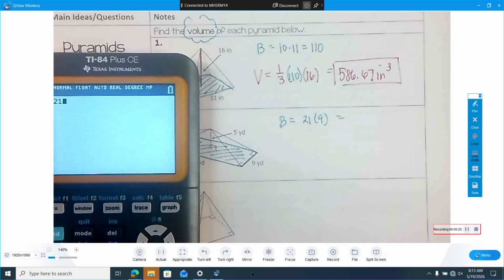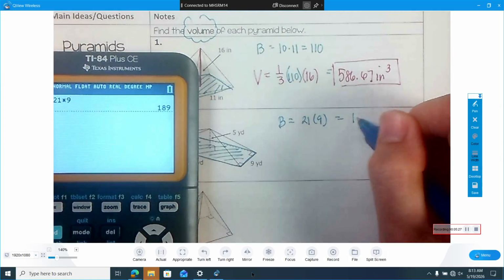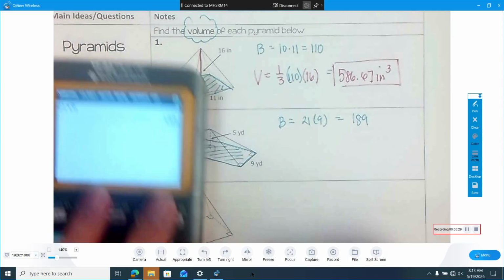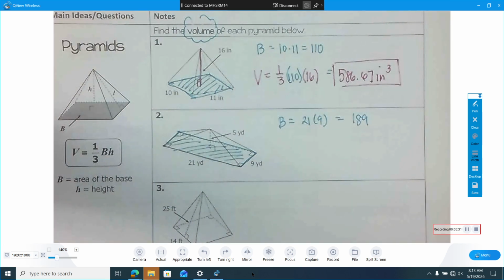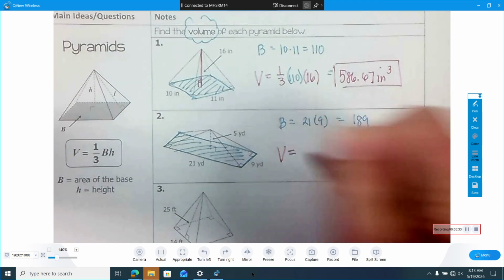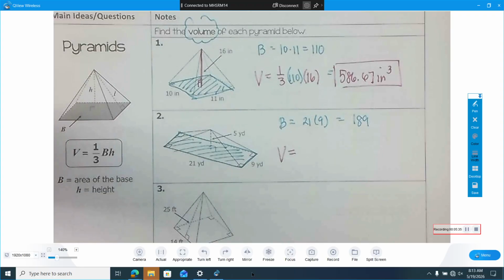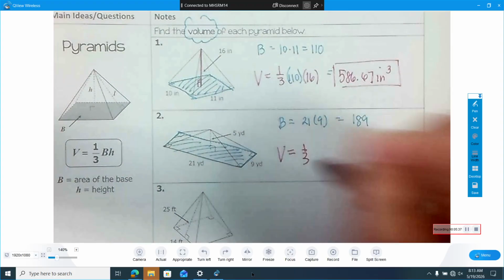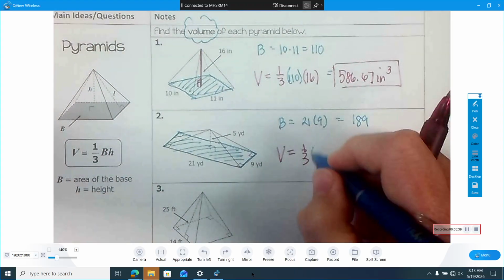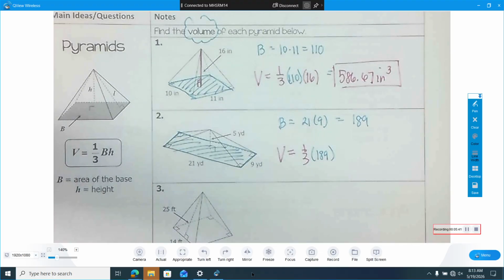Thanks. 21 times 9, 189. Totally correct. Good job. All right. I don't have the answers for these, so that's why I'm just making sure. Volume of anything that comes to a point is 1/3 times the area of the base, so times 189, times the height.